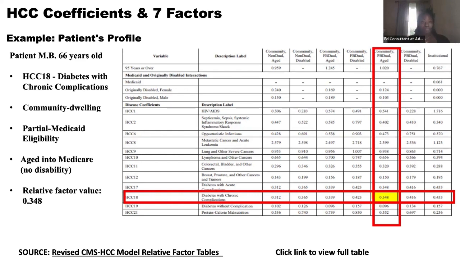Looking at the coefficient here, you see HCC 18, diabetes with a complication, for this 66-year-old patient who's community dwelling, partial Medicaid eligible, and aged into Medicare, not by disability, but because of their age. There's a relative factor value of 0.348. Essentially, this HCC table is updated year after year, and it is used to find out how sick this patient is on an individual level. How sick is this patient, and what does it cost? What is the true cost of care based on the severity of that patient's conditions?